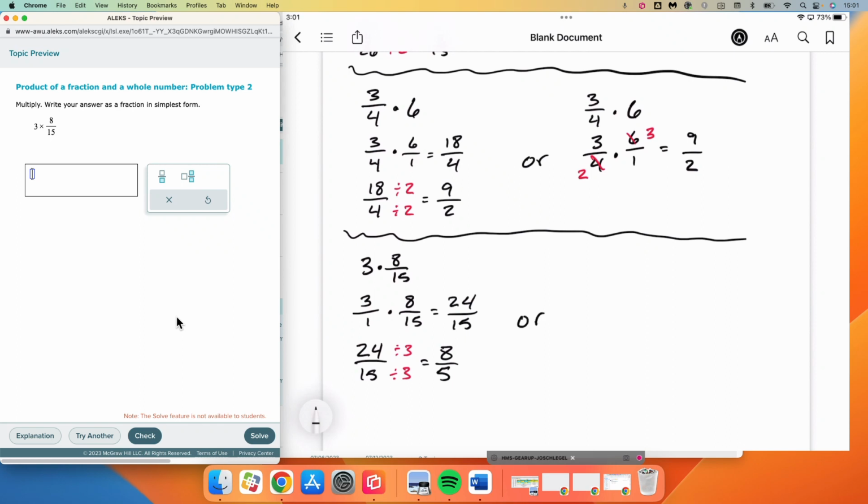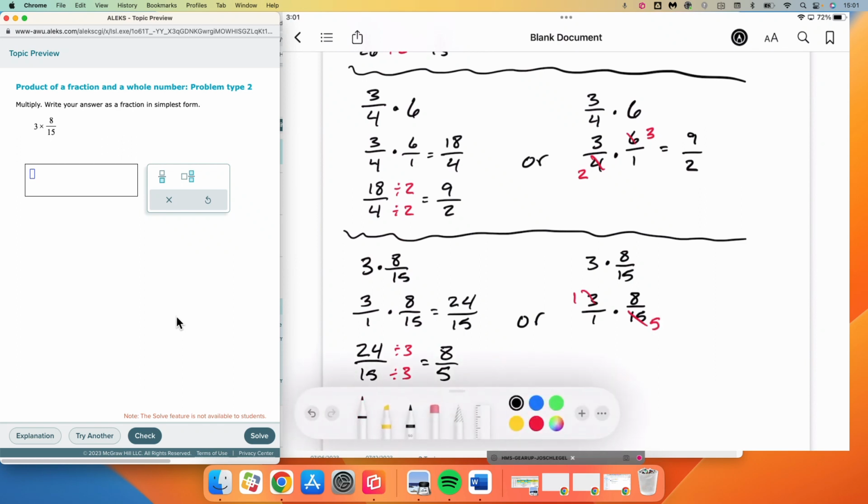And as we've done previously, an alternative method is to do the cross-cancel method. We will still have 3 over 1 times 8 over 15. And we will notice that 3 and 15 both have 3 as a factor. So 3 divided by 3 is 1, 15 divided by 3 is 5. 1 times 8 is 8, 1 times 5 is 5.